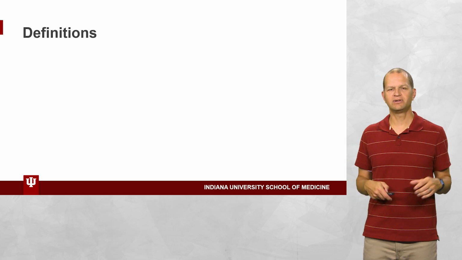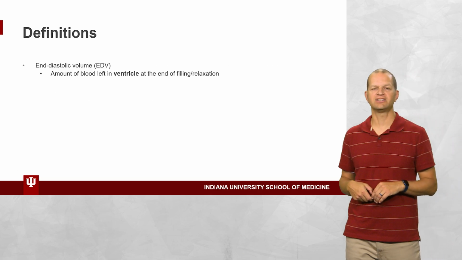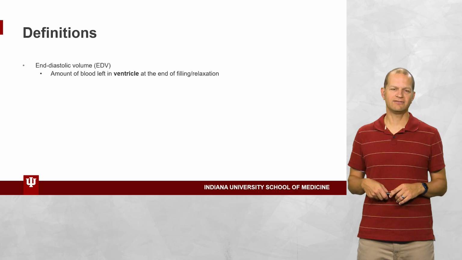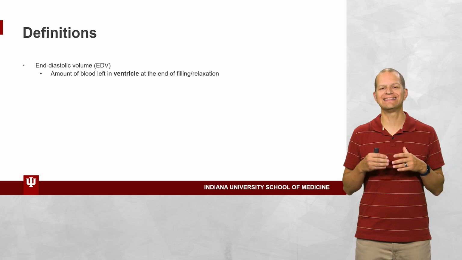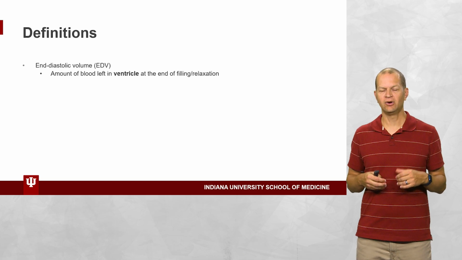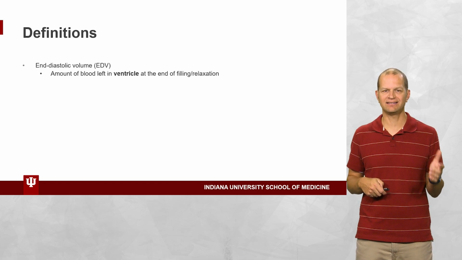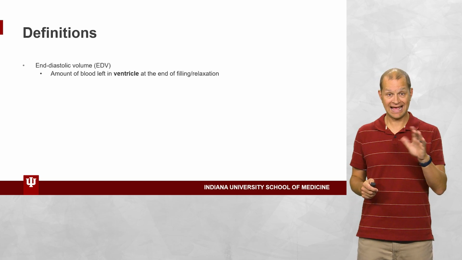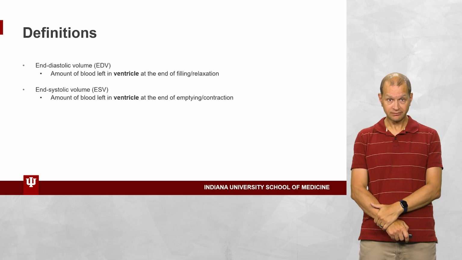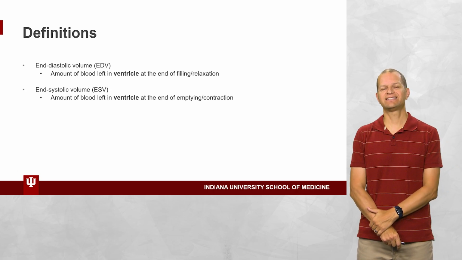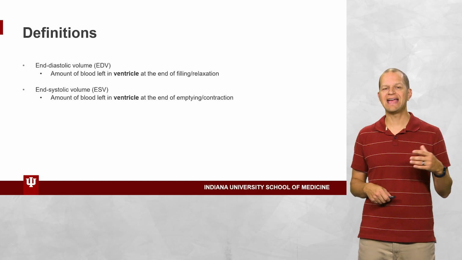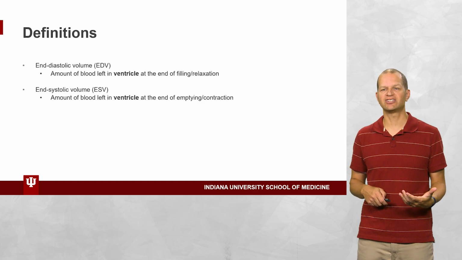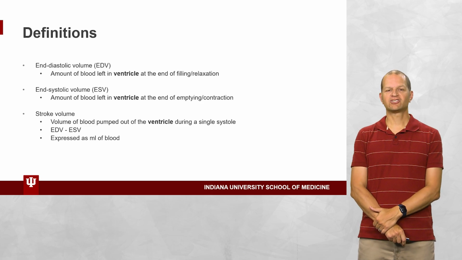So to start off, like we do with many of these videos, we've got some definitions. So we've got end diastolic volume. End diastolic volume is the amount of blood in the ventricle at the end of filling or relaxation. Remember, diastole means relaxation. Okay. Then we've got end systolic volume. So this is the amount of blood in the ventricle at the end of emptying or at the end of contraction.